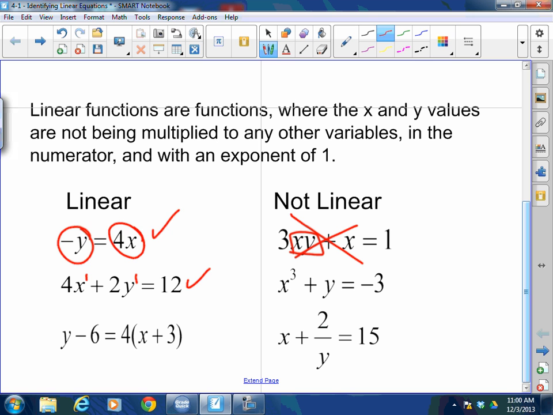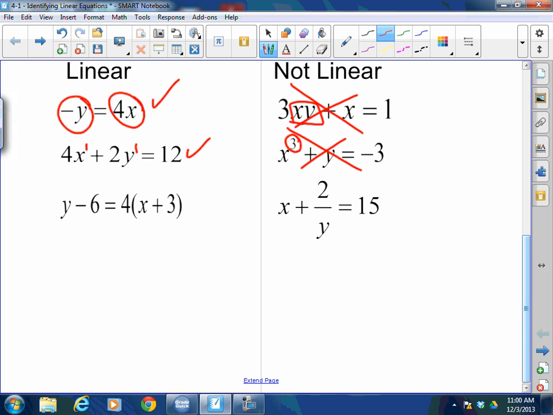Here, I got x cubed plus y. What's the exponent of x? So that is not linear. Next, y minus 6 equals 4 times x plus 3. Is y being multiplied to another variable? Is x being multiplied to another variable? Are x and y both in the numerator? Yes, both x and y are in the numerator. And what is the power of both x and y? 1. So it is a linear function.